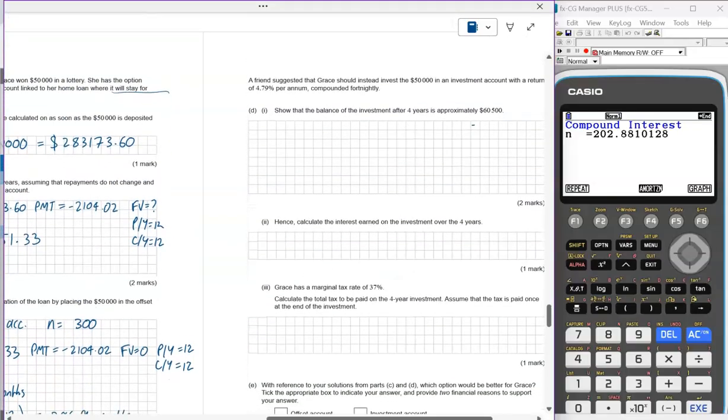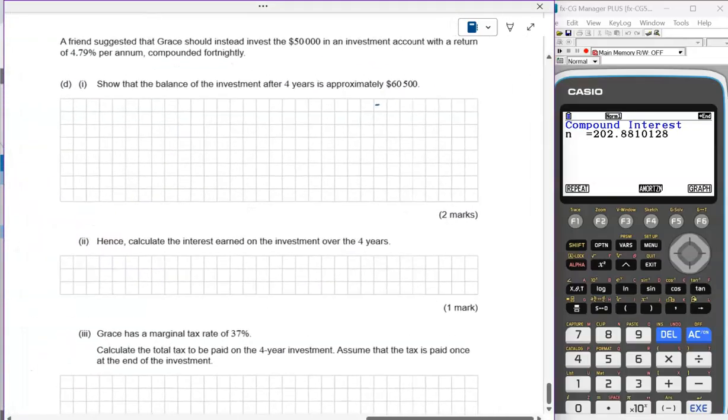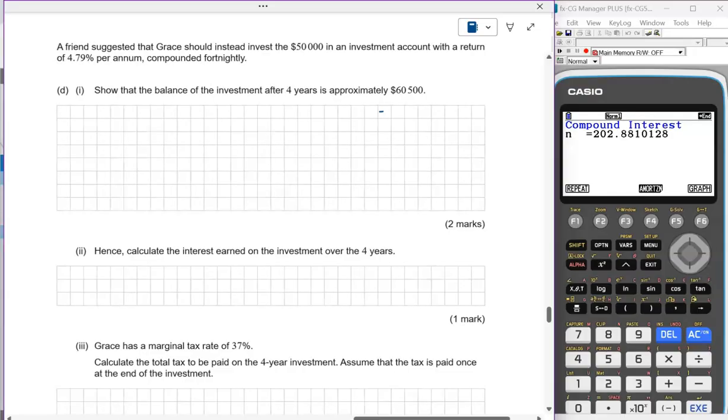The last page of this one anyway. It says a friend suggested that Grace should instead invest the $50,000 in an investment account with a return of 4.79% per annum, which is this time compounded fortnightly. It says to show that the balance of the investment after 4 years is approximately $60,500. So N is now going to be 4 times 26 because we're looking at fortnightly payments for 4 years.